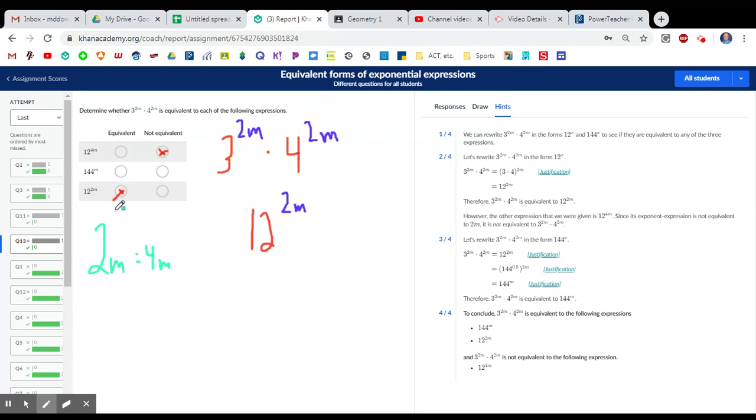In this case, we don't need one time that it works. We need to prove that it always works. And obviously, if I make m 1, 2 times 1 is 2, 4 times 1 is 4, and 2 is not equal to 4. So this does not work, which is why I chose not equivalent up here.